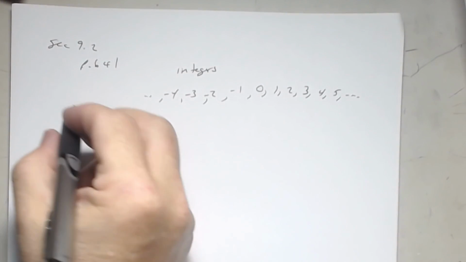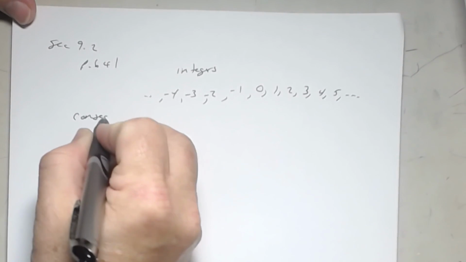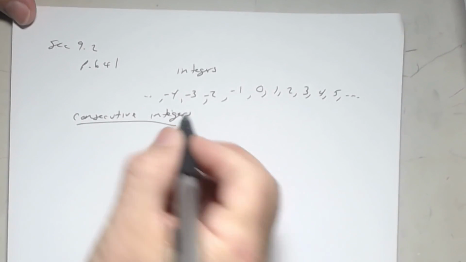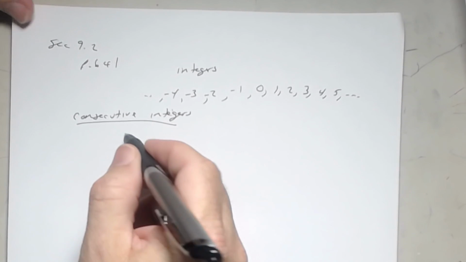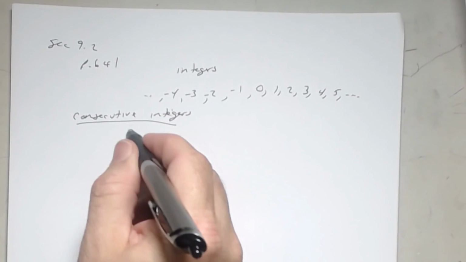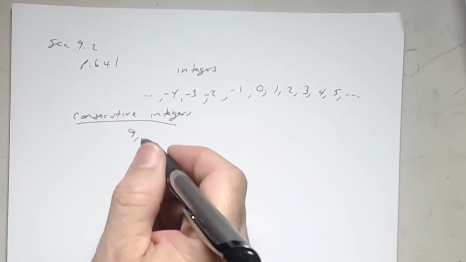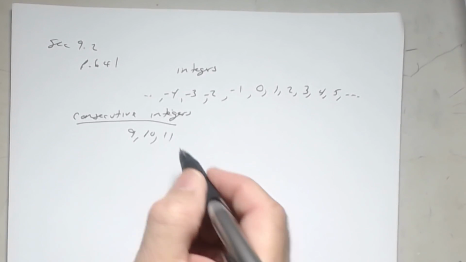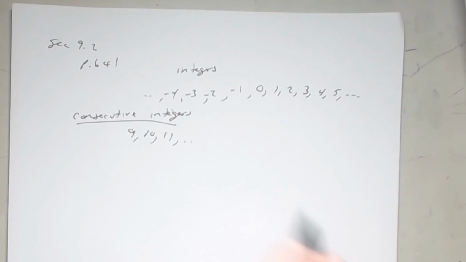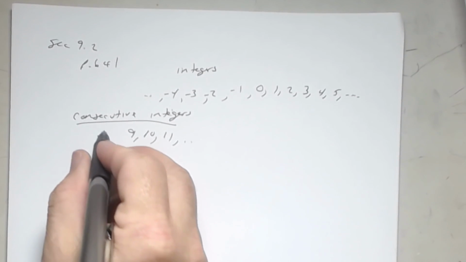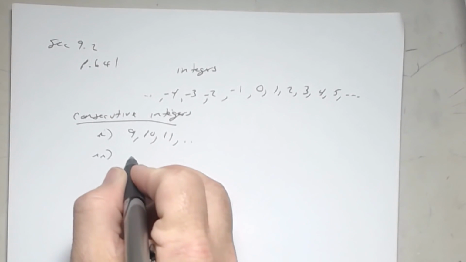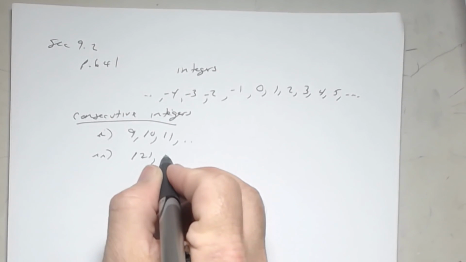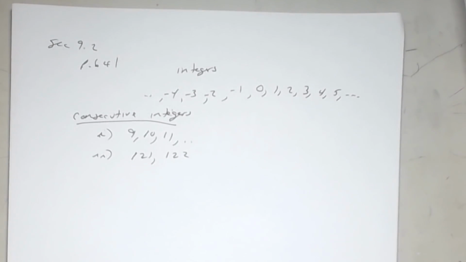So when you talk about consecutive integers, if my first integer is 9, what's the next consecutive integer? 10. What's the next consecutive integer? 11, and so on. Let me put this as an example. If my other one is, let's say, 121, what's my next consecutive integer? 122, and so on, right?